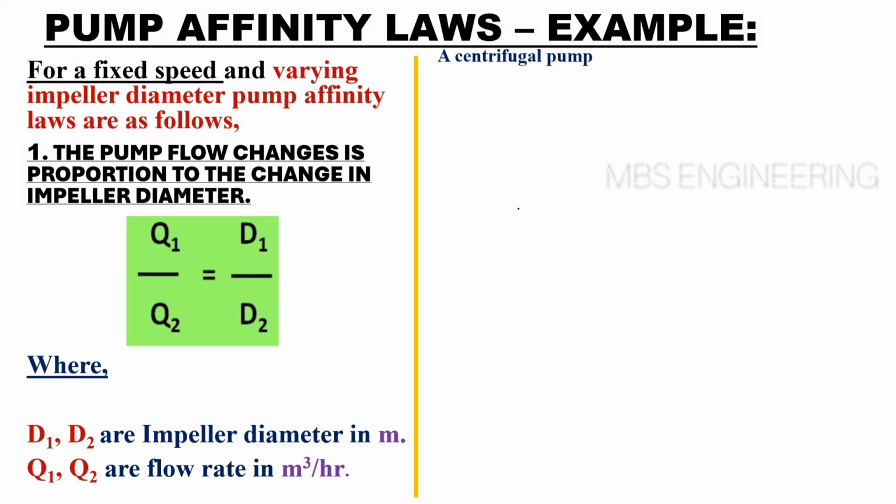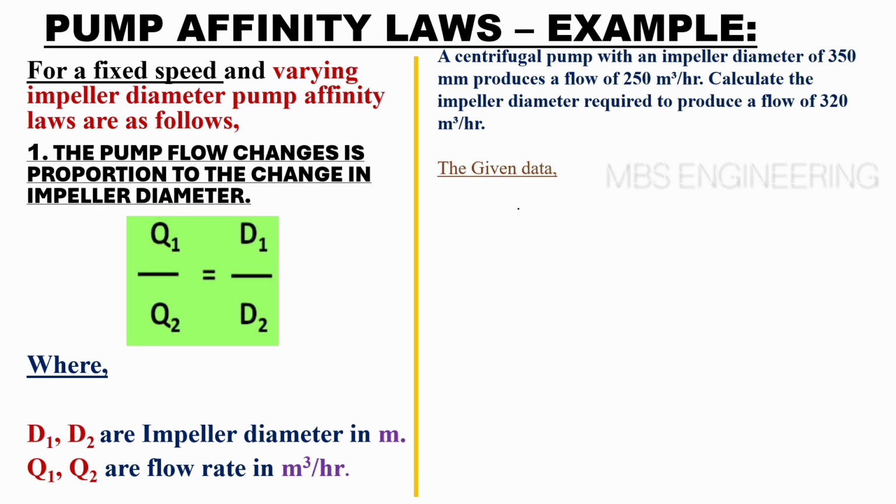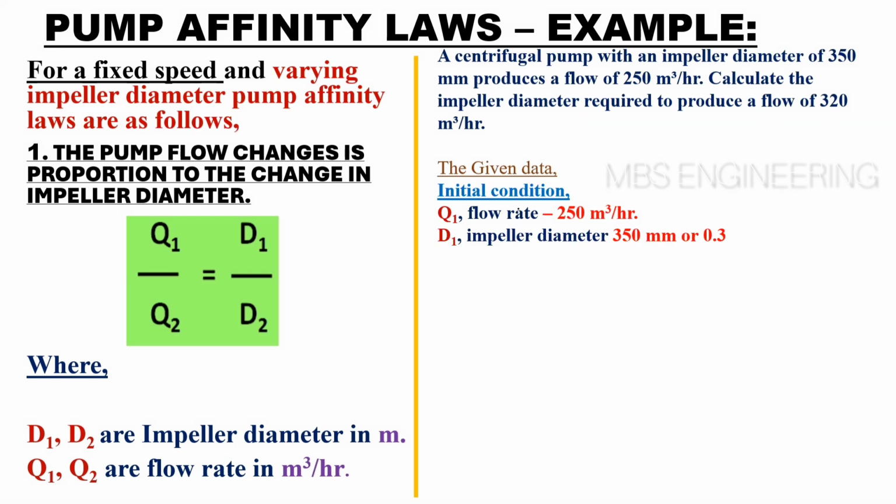A centrifugal pump with an impeller diameter of 350 mm produces a flow of 250 cubic meters per hour. Calculate the impeller diameter required to produce a flow of 320 cubic meters per hour. Next, the given data. The initial conditions for the pump are as follows. Q1 is the pump flow rate, 250 cubic meters per hour. D1 is the pump impeller diameter, 350 millimeters, or 0.35 meters.